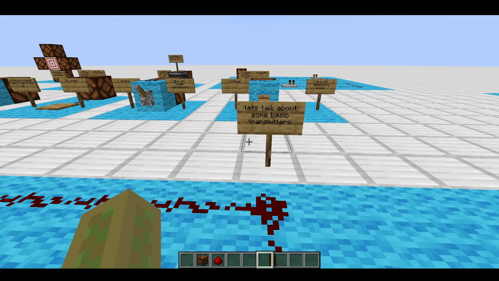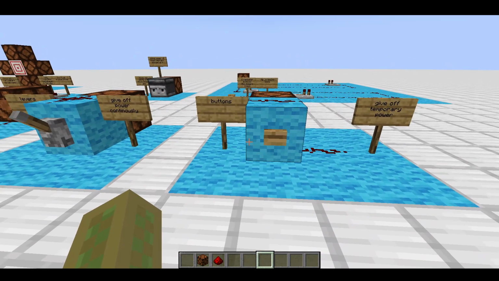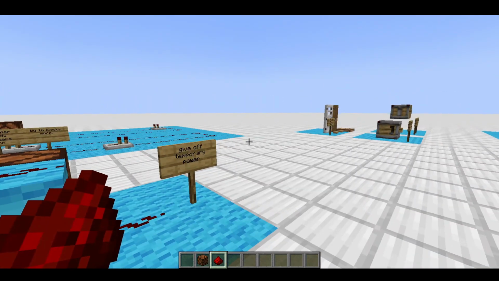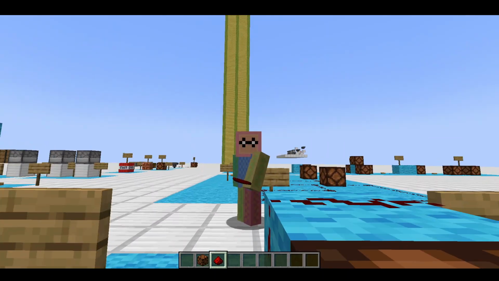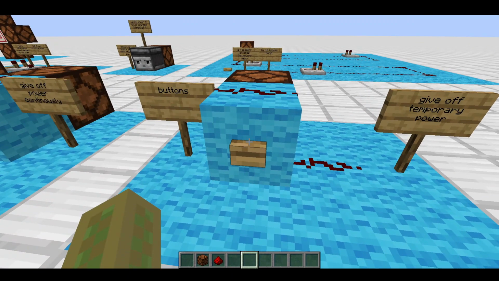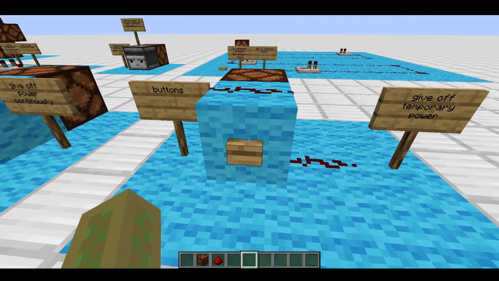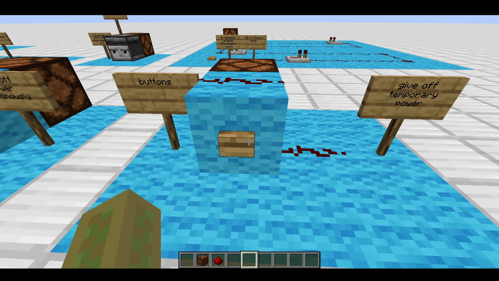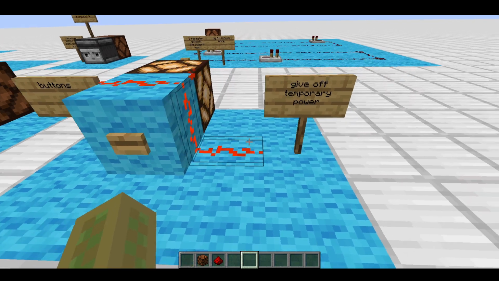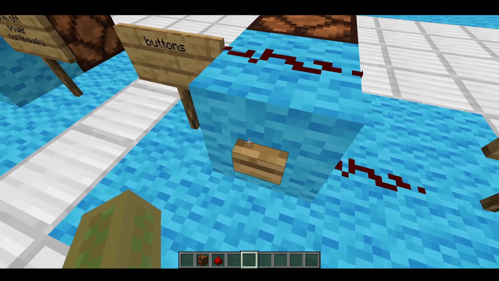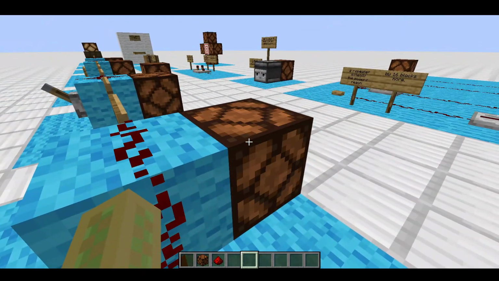Let's talk about some basic transmitters. Transmitters are the blocks that power redstone lines, or power redstone contraptions and redstone components. So the first redstone transmitter that we have is called a button. Now this gives off a temporary power signal. As you see, we are temporarily getting power and the lamp is temporarily activating.